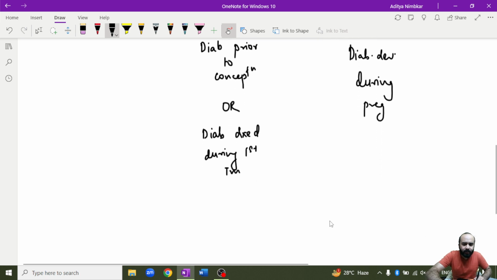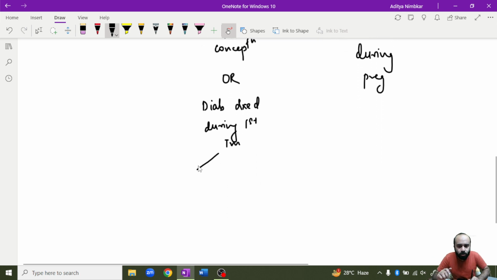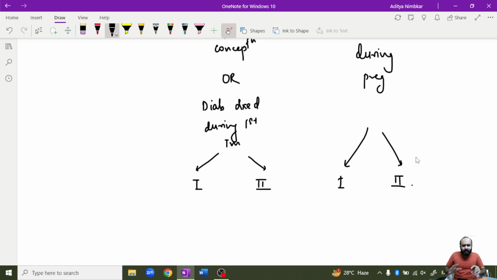Then they said that to know the cause of that diabetes, we'll categorize them as type 1 and type 2 for both of them. So both can have type 1 and type 2 under them. So this was a very simple classification that they have given.